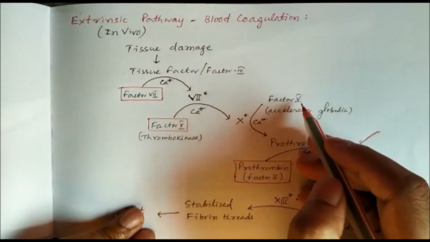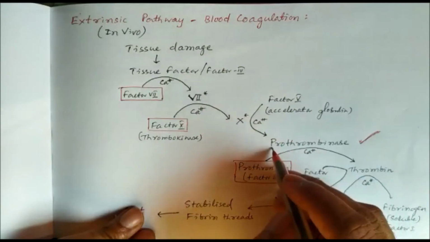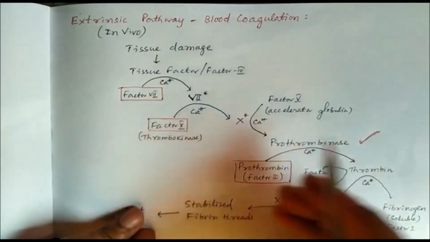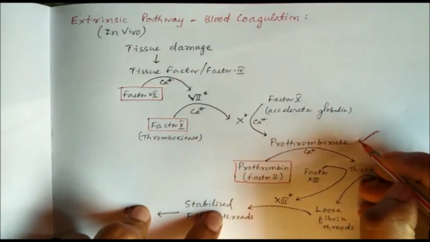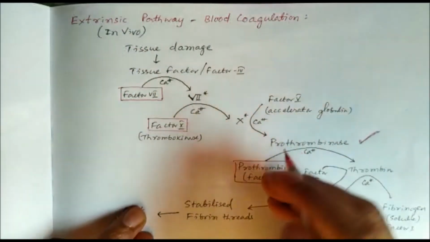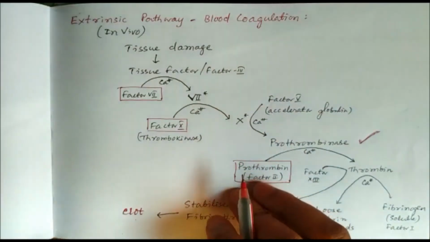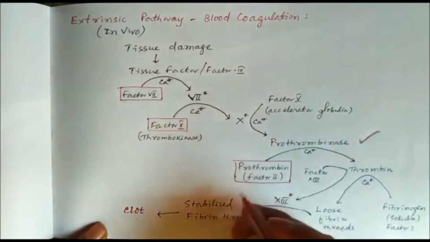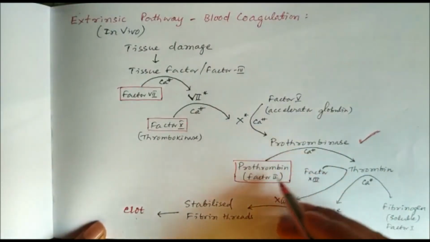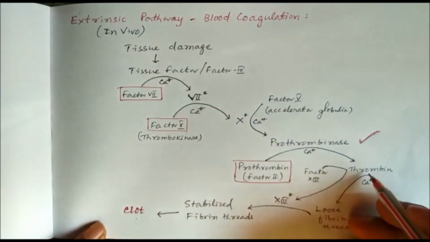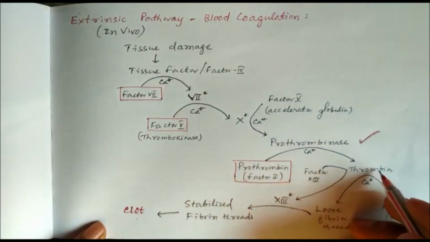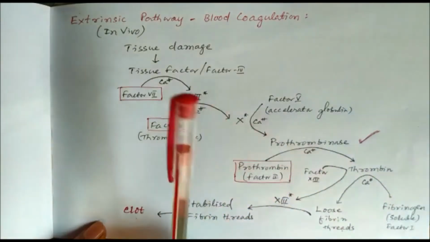10, in the presence of factor 5 and calcium, forms prothrombinase. In almost each step calcium, or factor 4, is involved. So up to prothrombinase, the extrinsic pathway and the other pathway, the intrinsic pathway, are different. After formation of prothrombinase, the steps are the same. This prothrombinase converts prothrombin to thrombin in the presence of calcium. So factor 2 is activated; thrombin is the activated factor 2.